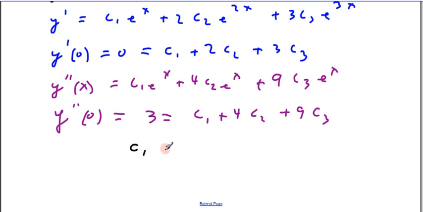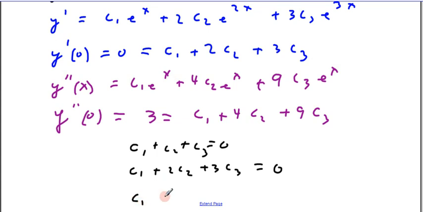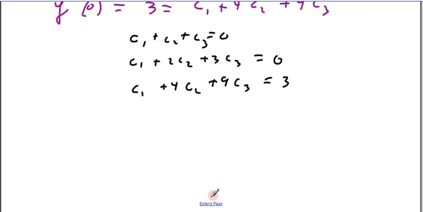Okay, so c1 plus c2 plus c3 is equal to 0. And c1 plus 2 c2 plus 3 c3 is equal to 0. And c1 plus 4 c2 plus 9 c3 is equal to 3. And a normal person with 3 equations, 3 unknowns, would just use their calculator and write down the answer. But I'm not normal, so we'll use Cramer's rule and see if we can get it wrong.